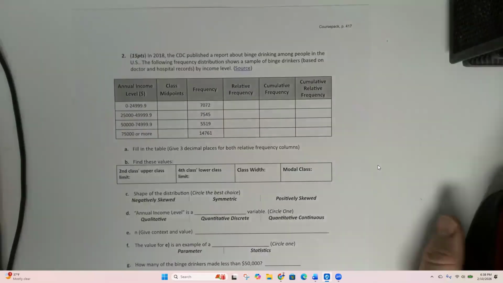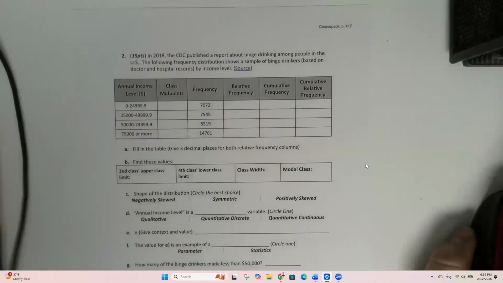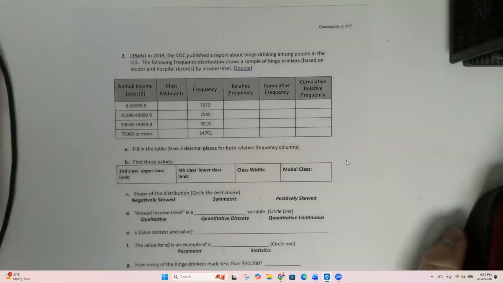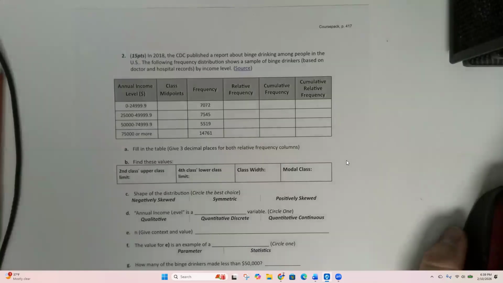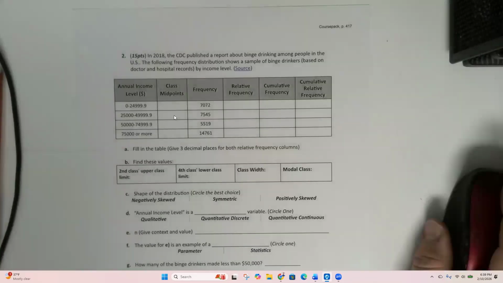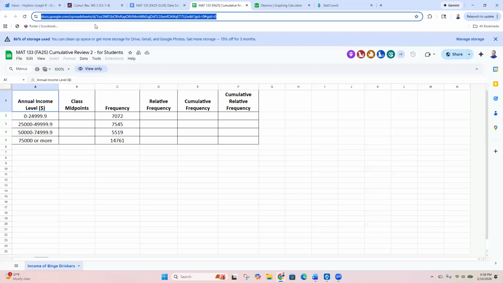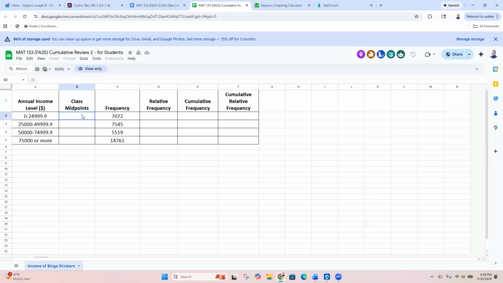In 2018, the CDC published a report about binge drinking among people in the US. The following frequency distribution shows a sample of binge drinkers based on doctor and hospital records by income level. Okay, so we said that there was a link, and I dropped in the chat the link that'll bring you here, and we can calculate some of the things we've done before.